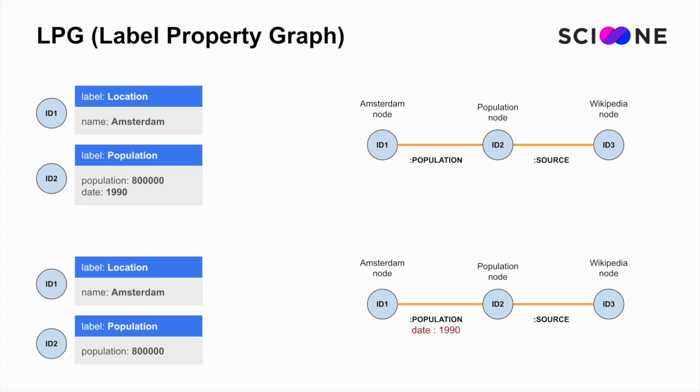Another solution that I think is even recommended by Neo4j is to create artificial nodes to hold this information. We can create a node with label population that contains a pair of properties, population and date. Then we create a relationship connecting Amsterdam to this new node, also connected to the source of the information, the Wikipedia node. Another option is to take advantage of the fact that relationships support properties. We create a population node having a single property, population. We connect Amsterdam to this node via a relationship that holds the property date.